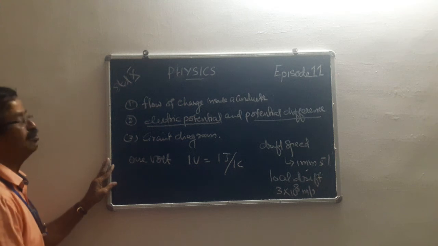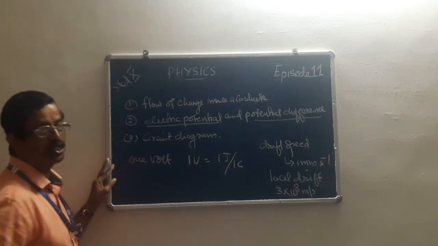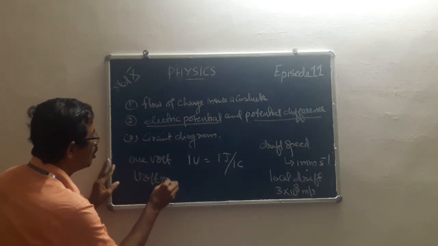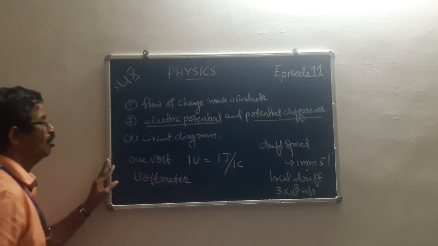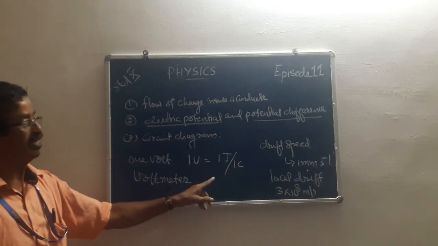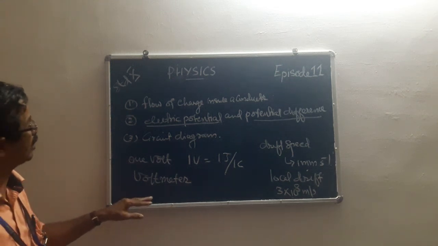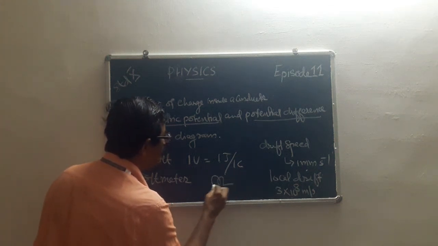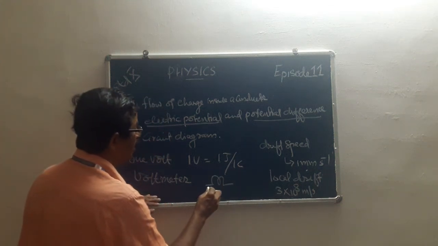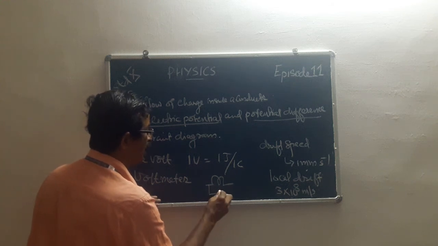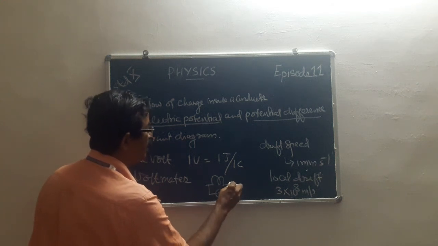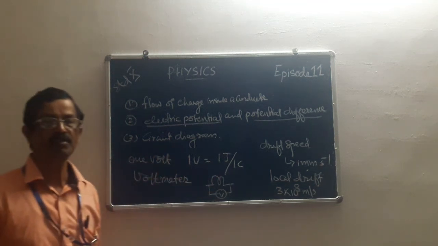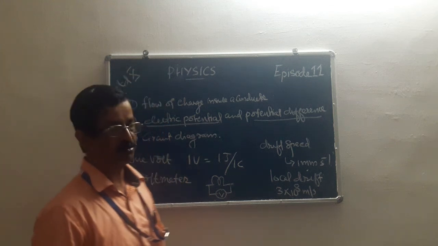And then we discussed which device we use to measure potential difference. Which is the device? Voltmeter. How is the voltmeter connected in a circuit? Suppose we want to find out the potential difference across this bulb. Then the voltmeter is connected parallel to it. Here, the voltmeter is connected parallel to this bulb. So the voltmeter is always connected in parallel in the circuit.